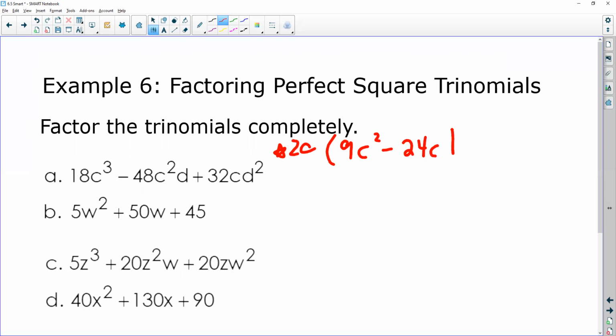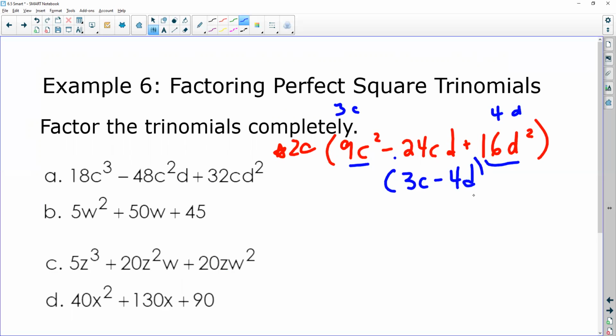24CD plus 16D squared. Now what do you see? What kind of trinomial is this? I see perfect square because this is a perfect square and so is this. 3C, 4D. 3C times 4D is 12CD. Double that is 24. So it's going to be a perfect square binomial with a negative: (3C minus 4D) squared.